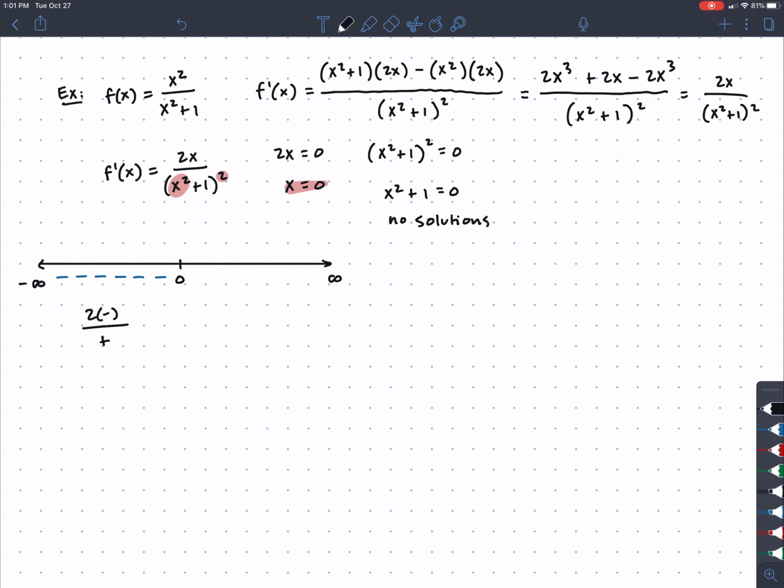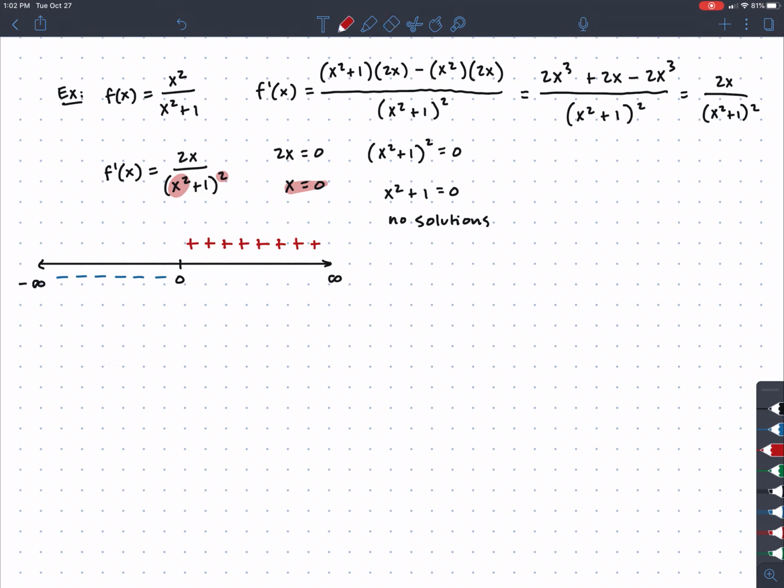And we'll do the same thing for the right side, so 2 times a positive number all over a positive number to get me my positive interval. And if you wanted to pick test points and plug them in to check for yourself, that's what you would do. But I'm just using some logic about how square exponents work. If I square a negative number, it's always going to be positive. So there is my sign chart for the first derivative.